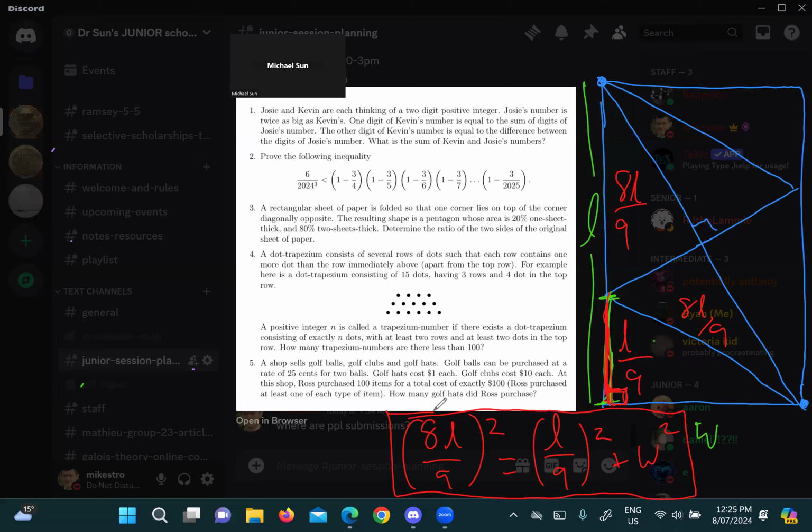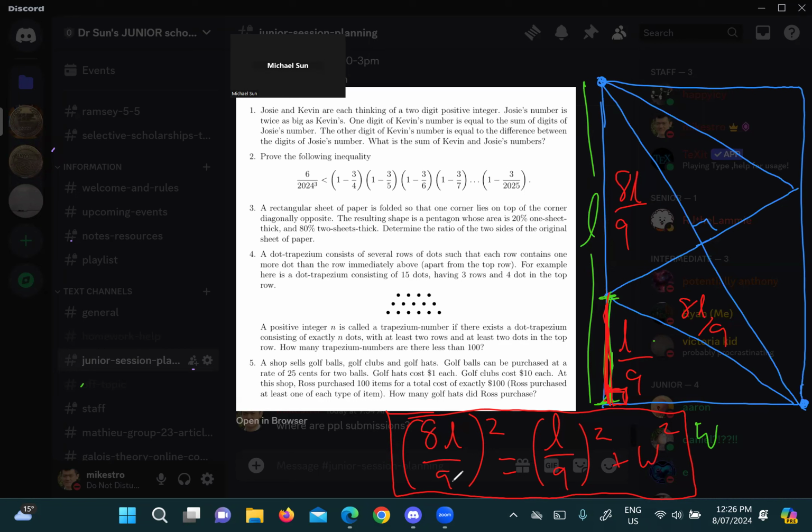All right. You see what to do? Okay. What do you do? Let me know. Do the square. And then what do you get? 64 L squared over 51 equals L squared over 18 W squared.